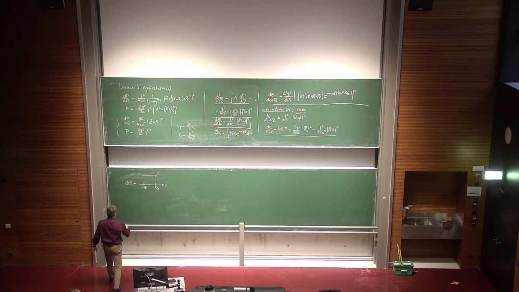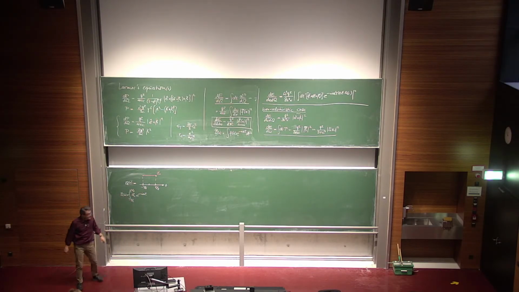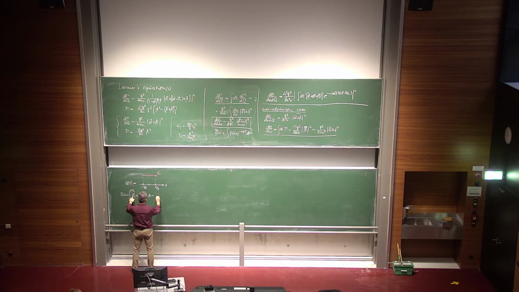Okay, so what's the Fourier transform of that? Well, this is now the integral from minus tau over 2 to plus tau over 2, A0 times e to the minus I omega t dt. So this is A0 divided by minus I omega, e to the minus I omega tau over 2 minus e to the plus I omega tau over 2.